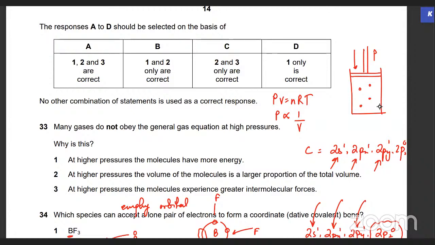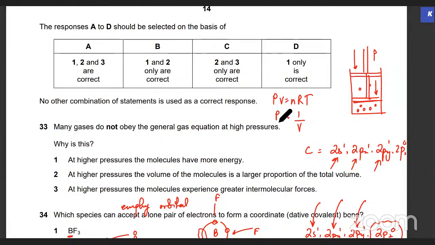At a certain point, if the pressure increases to a very high value and you're continuously compressing it, the gas particles will become incompressible because they would be so tightly packed that there would be no more spaces left. So that's why this particular law will not be followed at high pressure. Gases will become incompressible at high pressures. Remember that. Gases can only be compressed to a certain extent.